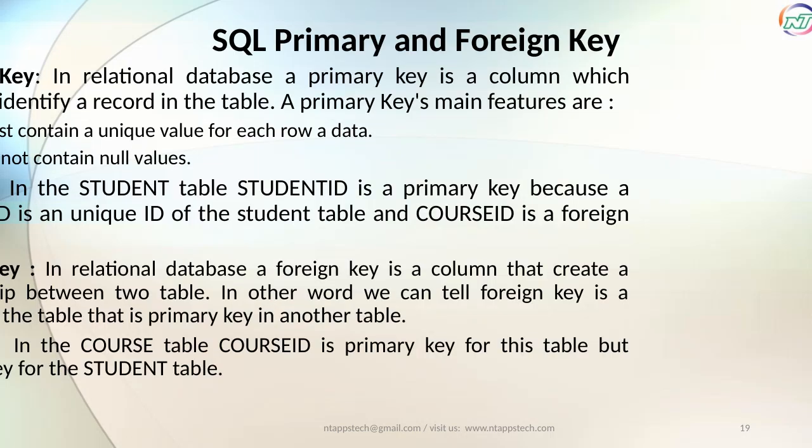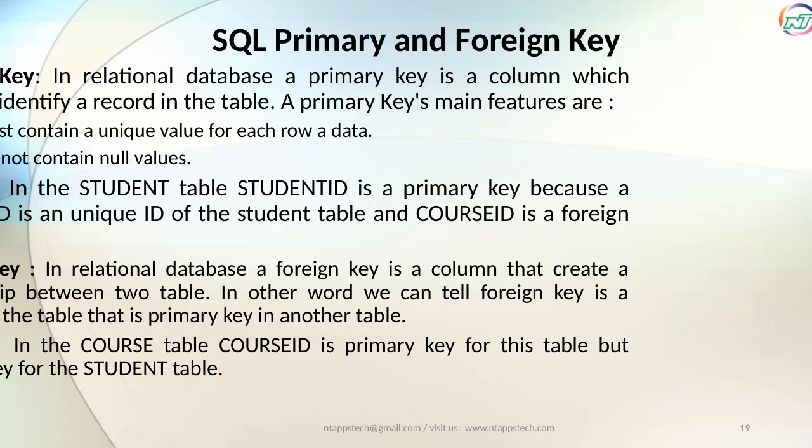Primary key in a relational database is a column that uniquely identifies each record in a table. This means every value in that column must be unique and cannot be null, ensuring that no 2 rows have the same primary key value. For example, in a student table, the student ID serves as the primary key because it uniquely identifies each student.